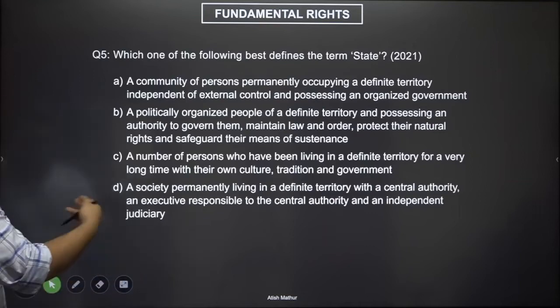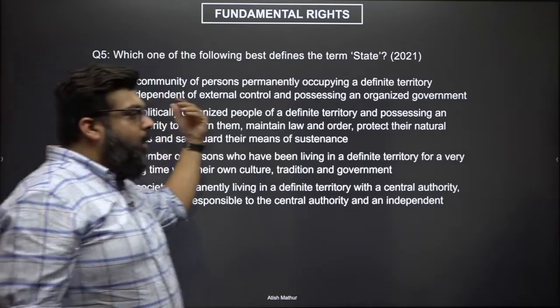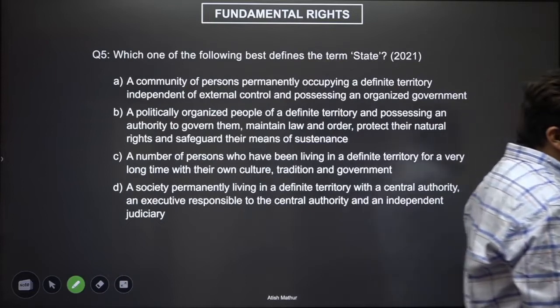Next, again, we'll use the simplification technique. Which of the following best defines the term state?